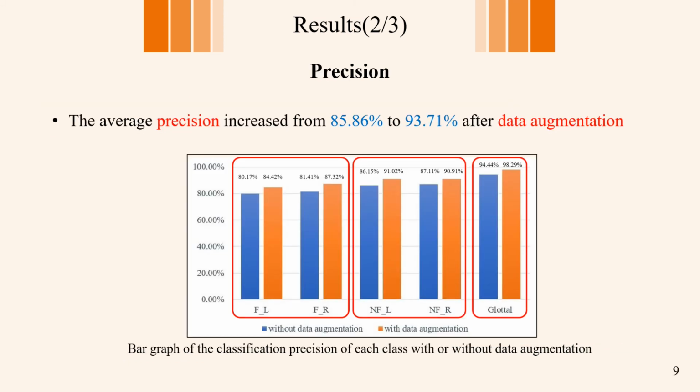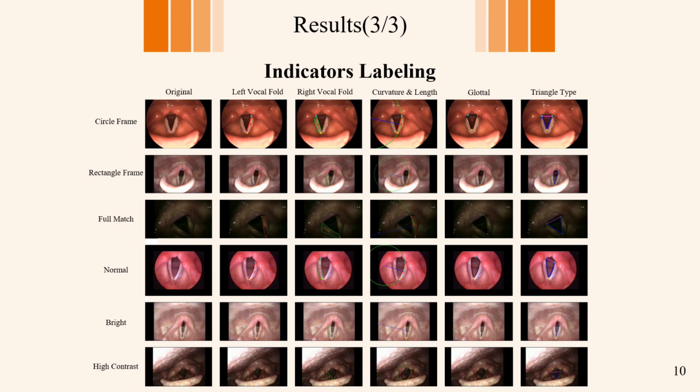Next, we calculate the average precision of each class, shown in the diagram. You can see that the model with data augmentation achieves significantly better performance than the one without data augmentation. Hence, we adopt the model with data augmentation as the basis of the indicators analysis. We also visualize the indicators by labeling each type on the testing images, which shows that our method can adapt to different kinds of imaging conditions.